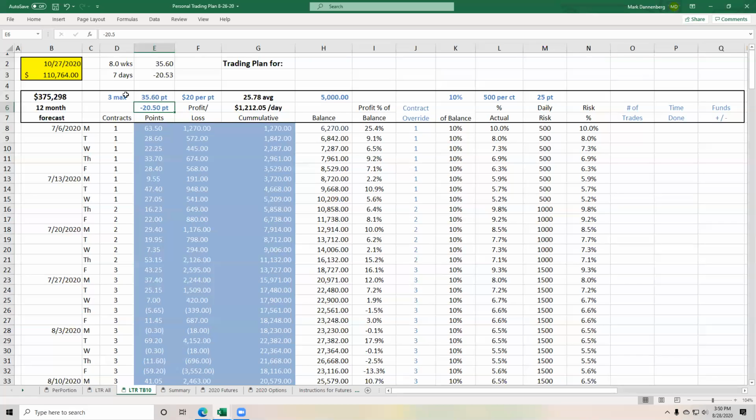All right, so based on trading no more than 3 contracts during the 12-month period, our income potential over the 12-month period is $375,298. And that is based on having started with $5,000. That's based on allocating 10% of our account balance to contracts. Each contract requires $500 of margin. So in order to trade 3 contracts, that requires $1,500 of margin. And because we will not use more than 10% of the balance of our account, we need to have $15,000 in order to trade 3 contracts.